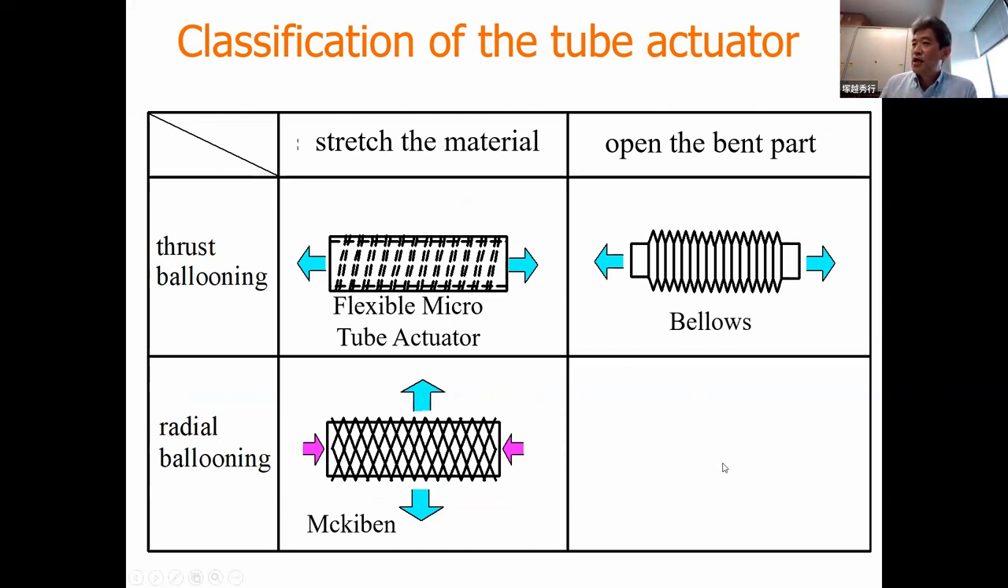So previously, there are a couple of types of restraining the ballooning, which can be classified by the ballooning direction. One is the thrust ballooning type, and the other is the radial ballooning type. And for the ballooning method, there are also two ways. One is utilizing the stretching motion of the material, and the other is using the opening motion of the bent part.